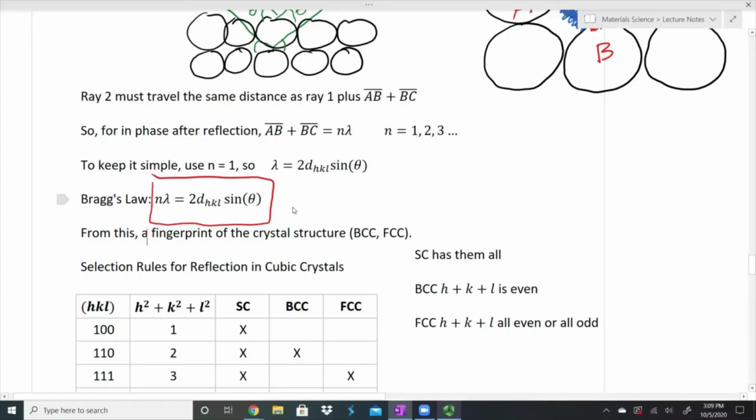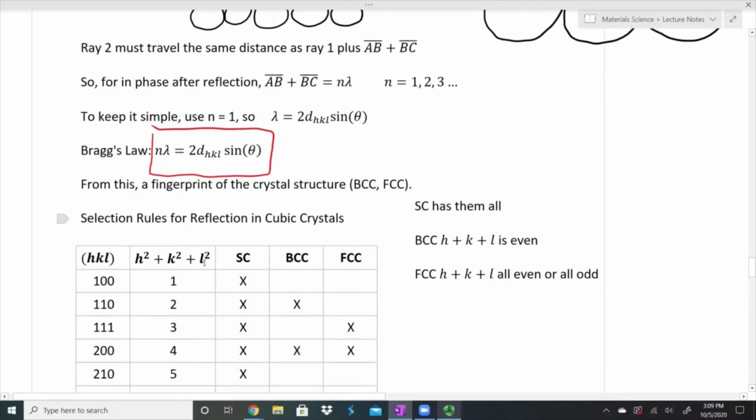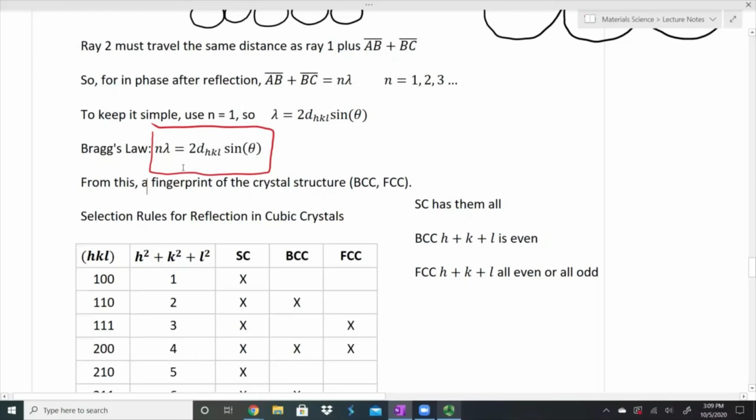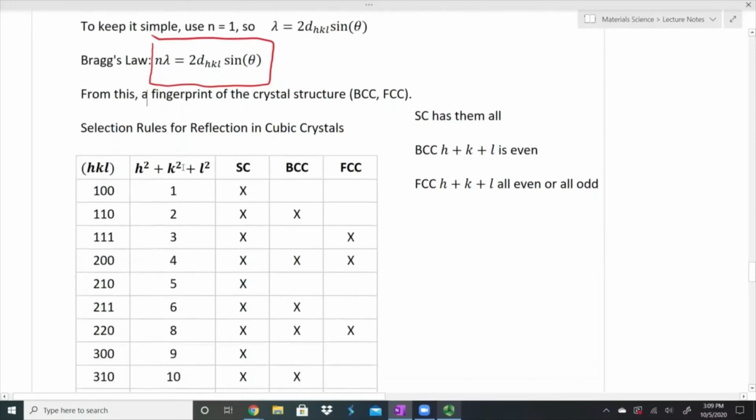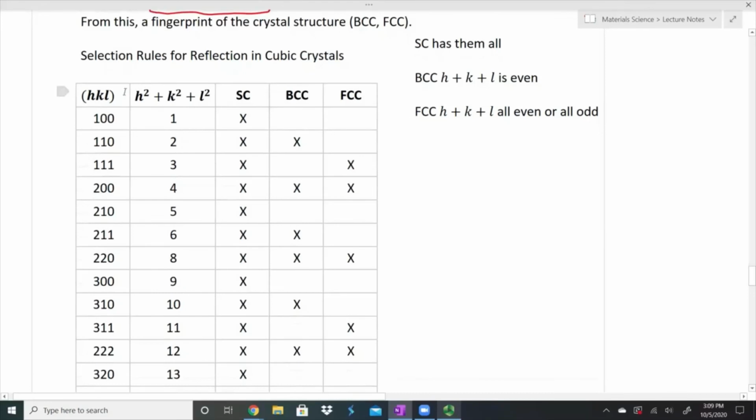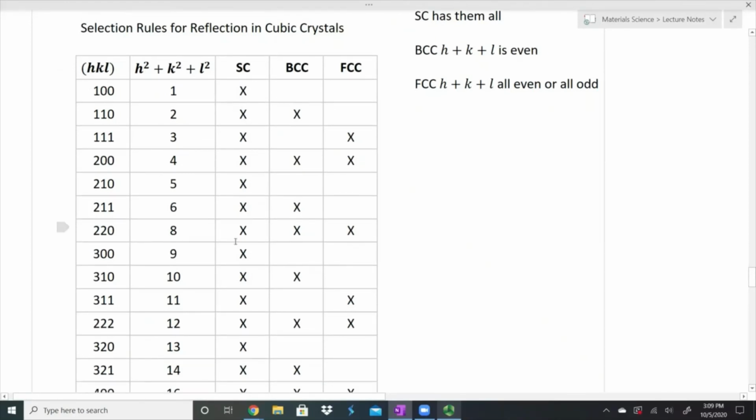But what this does is it gives us a fingerprint of the crystal structure. It tells us, let's say, whether it's body-centered cubic or face-centered cubic. There's what we call selection rules. And so if we want to know something about our material, something about our hkl's, then we could go and figure stuff out. And what can we figure out? Well, if my h squared plus k squared plus l squared equals 1, that means that I have something in the form of a 1, 0, 0. And so I have a simple cubic plane. You'll see that simple cubic basically has all of these combinations.